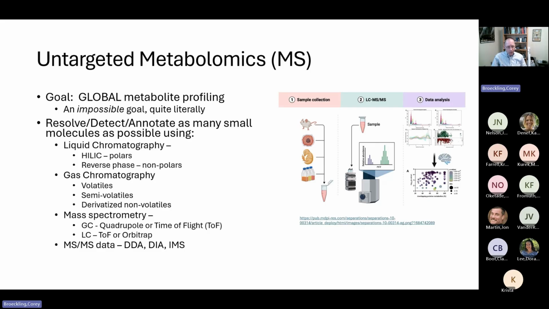Further, we're often trying to acquire MSMS data, and this can be done using different acquisition methods, including data-dependent acquisition, DDA, data-independent acquisition, DIA, and sometimes supplemented with ion mobility, IMS. We do have talks on our YouTube site that cover some of these topics in more detail, and I can point you to that site if you can't find it.